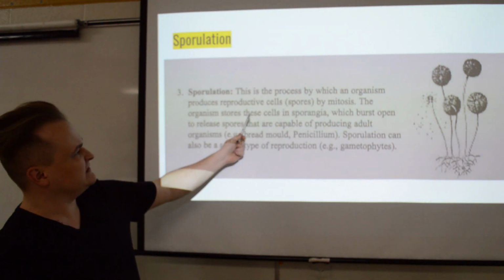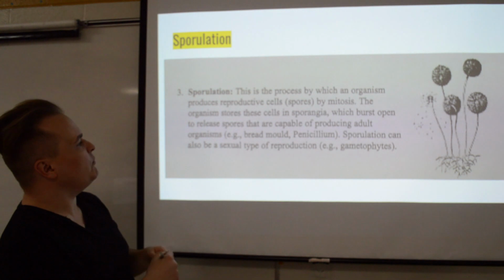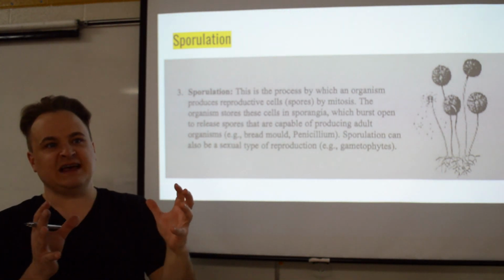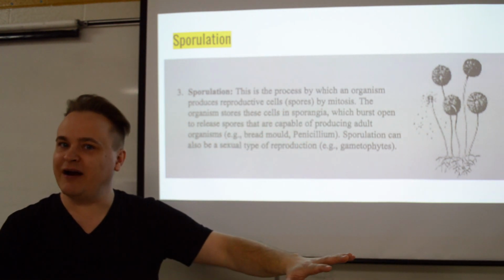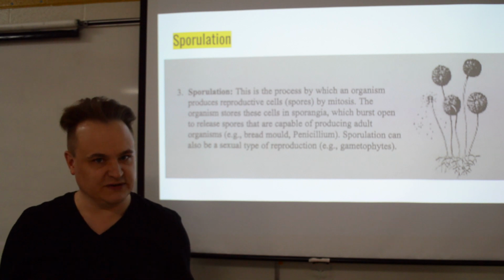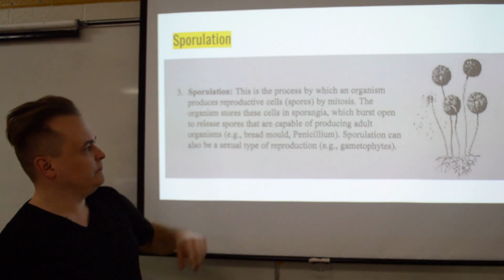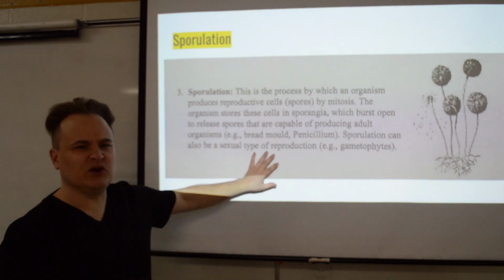The organism stores these spores in sporangia, which burst open to release spores that are capable of producing adult organisms. So basically, a spore sac is created, it opens, and the spores spread out, and if they land on the right environment, they'll be able to grow up on their own as well. Bread mold. Sporulation can also be a sexual type of reproduction, but don't worry about that right now.